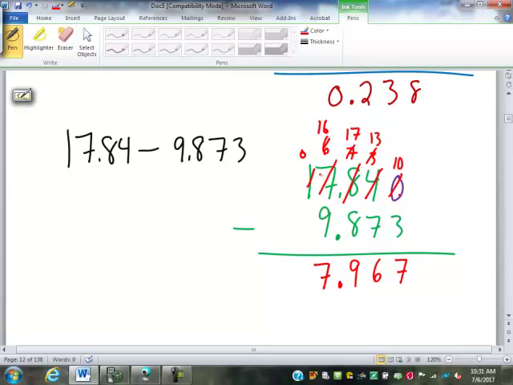So again, you see the borrowing, even we can borrow right through the decimal point. Decimal point does not affect our subtracting or our borrowing. All it does is show us where to line it up, and then we have to bring it straight down to keep it in the same spot.